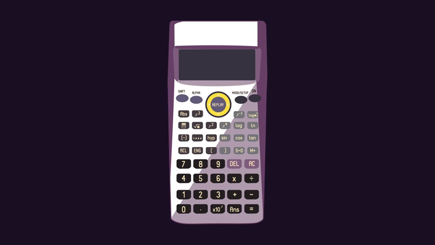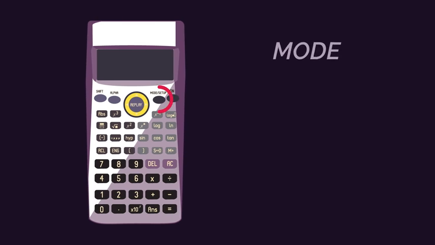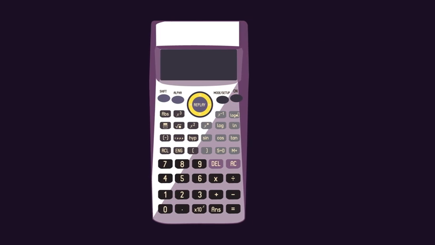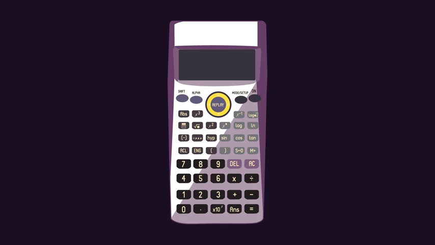When you're done with your table of values, to get your calculator back to normal, click Mode and then 1, Comp. So that's how you use your calculator to find the table of values.